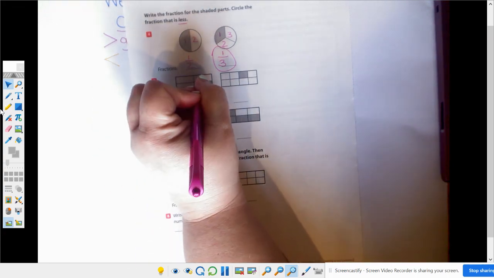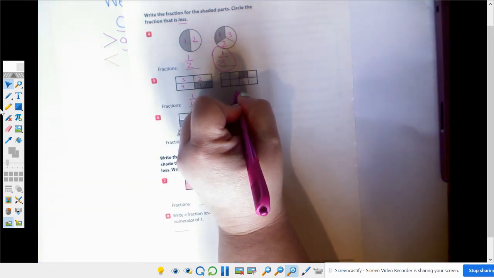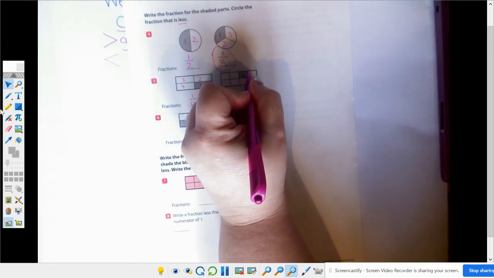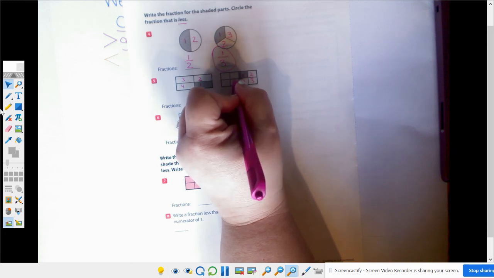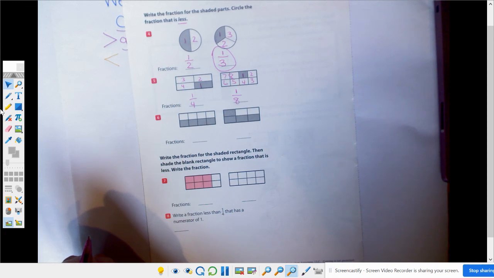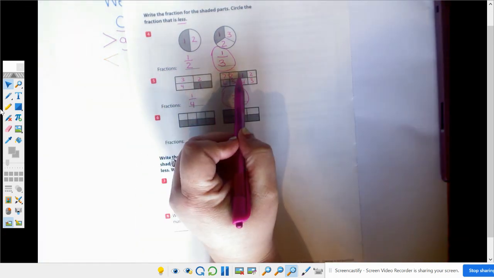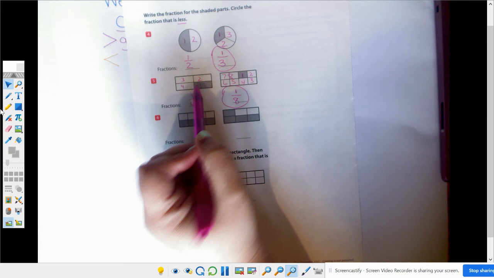Number 5, excuse me, I have 1 part shaded out of 2, 3, 4 parts total. And over here I have 1 part shaded out of 2, 3, 4, 5, 6, 7, 8 parts total. So 1/4 and 1/8 again. It said which one is less? 1/8 is definitely less. This square that's shaded is smaller than this part that's shaded.